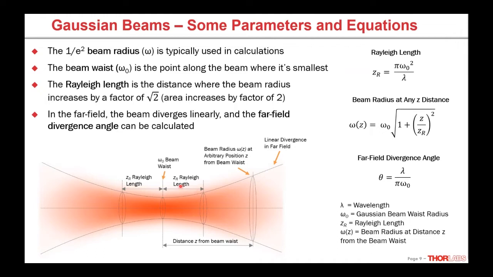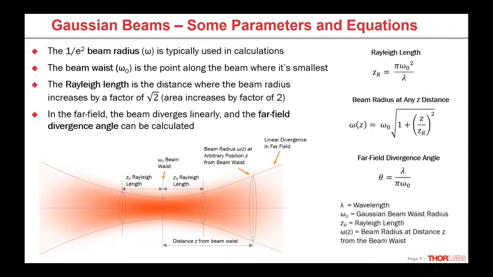In this Rayleigh range, the beam doesn't diverge linearly with distance from the beam waist, but if we get out into the far field, we actually do see linear divergence. So we can calculate that divergence angle with this equation, and then with these equations, we can calculate the Rayleigh length and the beam radius. Notice this is only a function of the beam waist and the wavelength. Again, those are the two things that determine how quickly this beam is going to diverge.